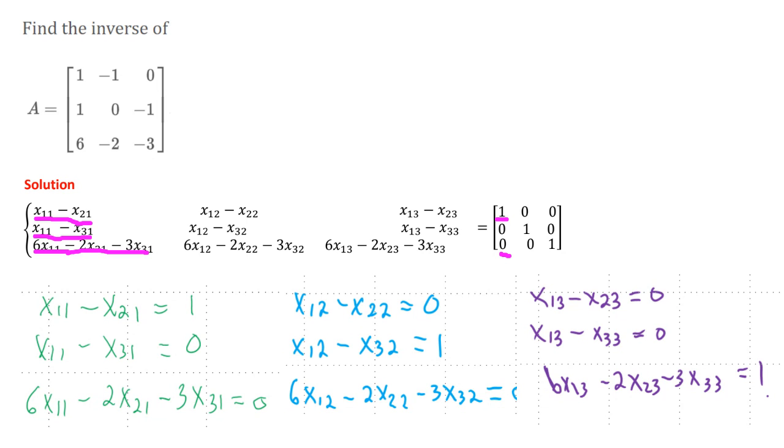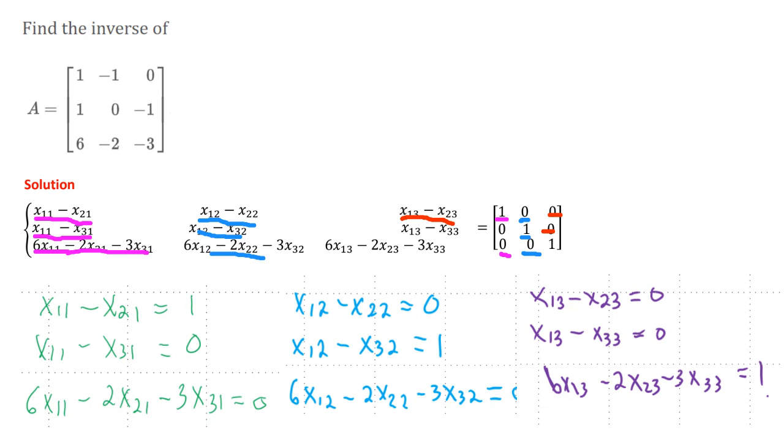Then I do the second row: x12, x22, and we set it equal to 0. Then we take the second one, set it equal to 1, and then the third one, set it equal to 0. And then we do the same for the last one, x13, x23, set it equal to 0.